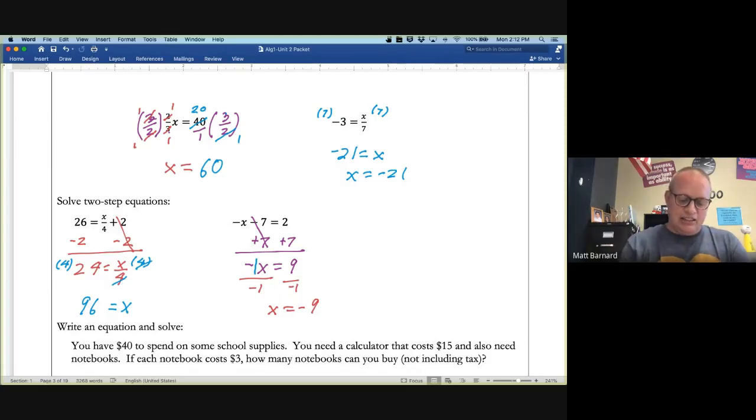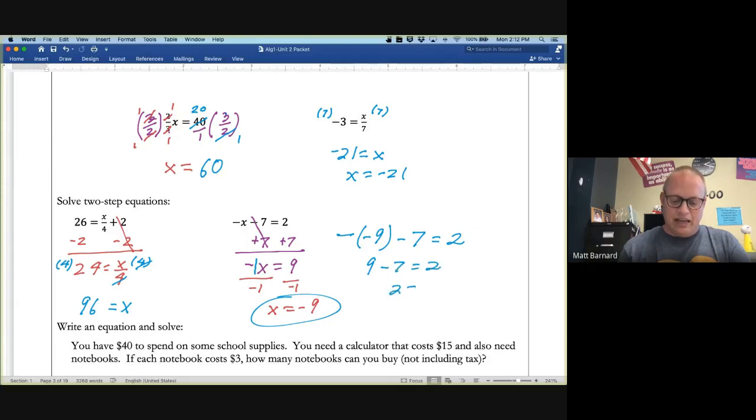So the way I could check this one is if I plug this in for x, it would be a negative, and then where I see an x, I'm going to put -9. Then it's -(-9) - 7 equals 2. So negative times a -9 is +9, and 9 minus 7 is 2, and that is definitely true. And hooray, we did it right.